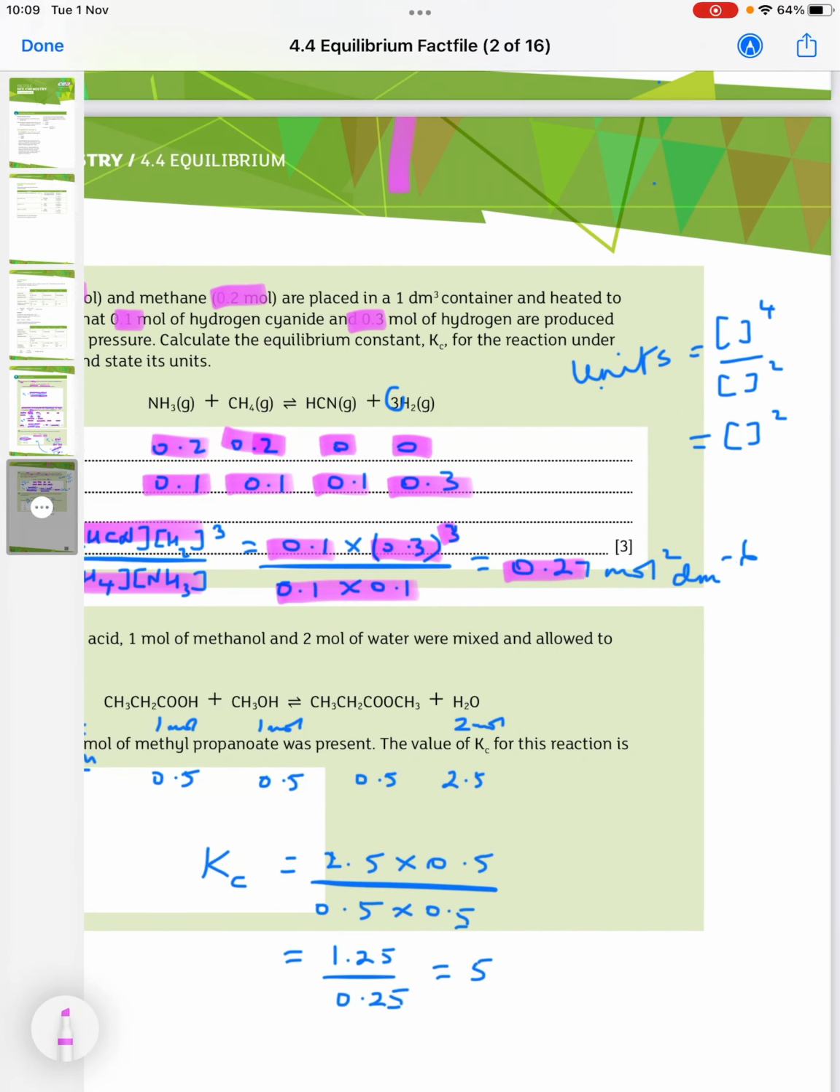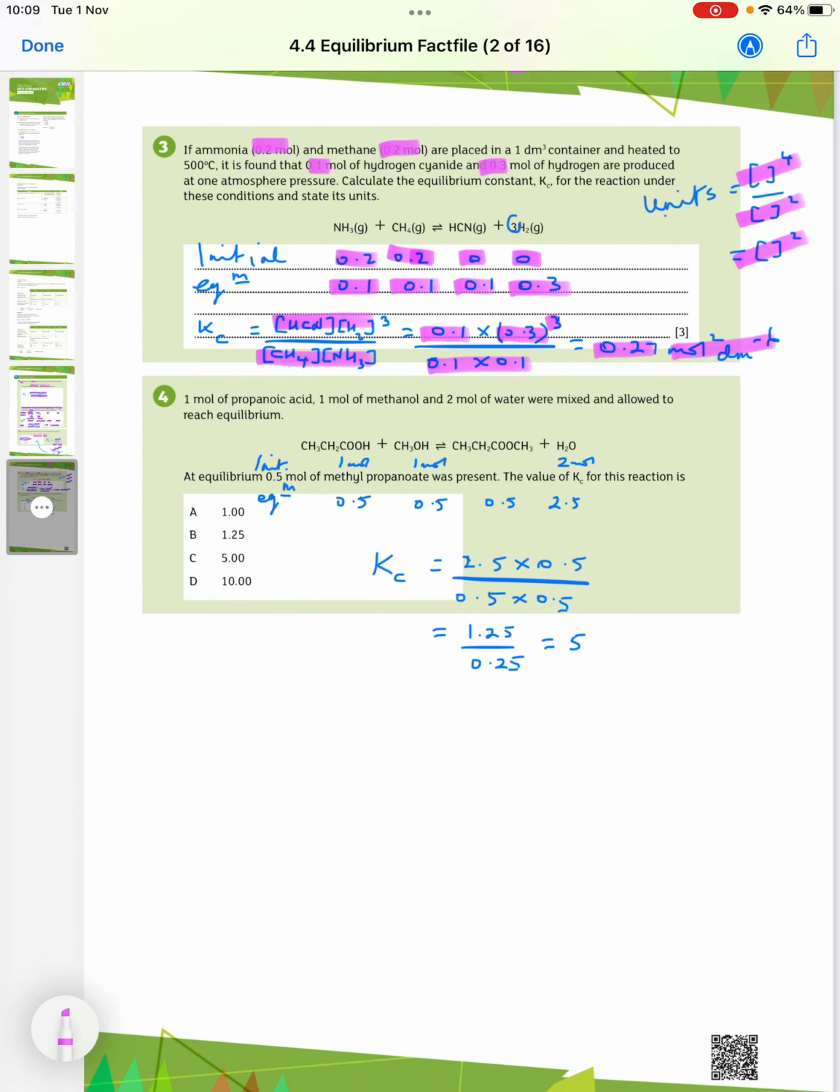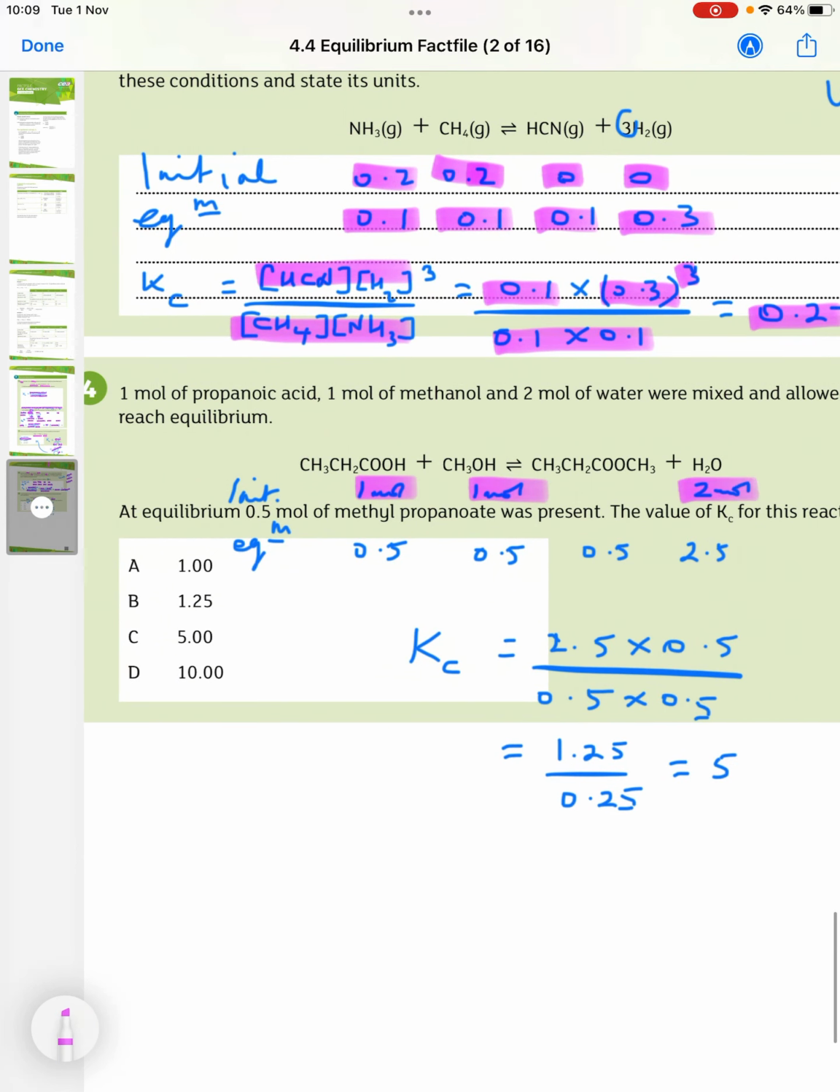Then looking at the units, it would be concentration squared, so mol squared dm to the minus 6. Finally, 1 mole of propanoic acid, 1 mole of methanol, and 2 moles of water were mixed and allowed to reach equilibrium. So I've written down here initially we have 1 mole, 1 mole, and 2 moles, and then at equilibrium 0.5 moles of the methyl propanoate was present. So that means 0.5 of this have been used, 0.5 of this, and another 0.5 of that have been produced. Plugging all of those into the equation, 2.5 times 0.5 over 0.5 times 0.5 gives us 5, which is C.